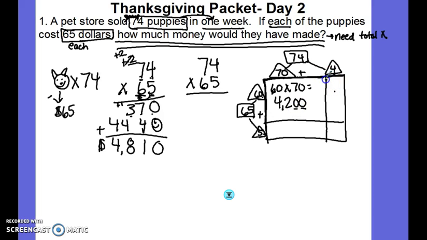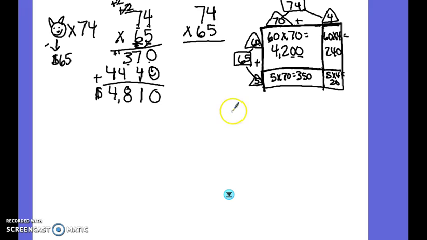For this rectangle right here, I do 60 times 4, which equals 240. I do 5 times 70, which equals 350. And then I do 5 times 4, which is 20. To find my product, I would need to add up all of those partial products. But I'm going to show you how to connect this with the partial products, like a list going down. And I'm actually going to write it down here instead of up here, so that I have more space.